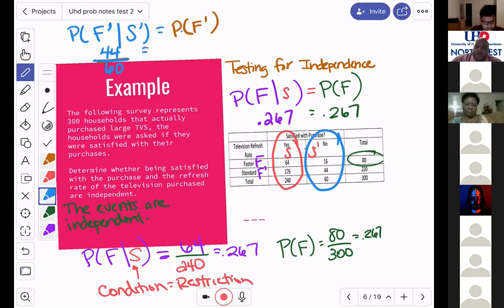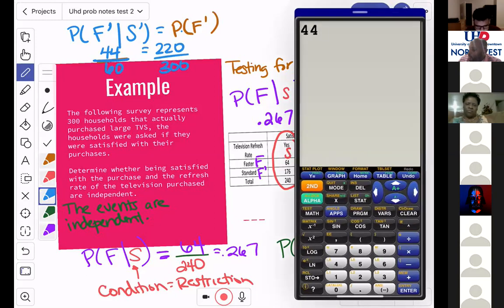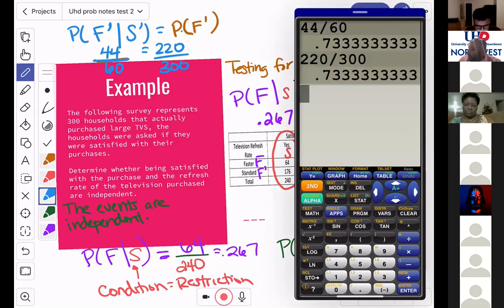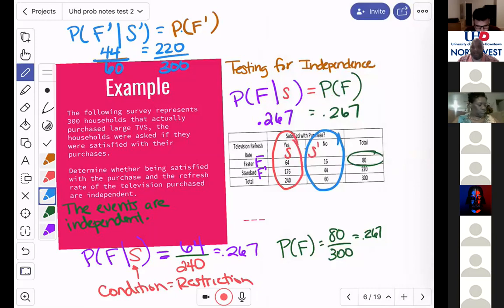Is that equal to F prime? What is F prime? 220 out of how many people total? 300. Are those two numbers equal? Calculate them. 44 divided by 60, 0.7333. 220 divided by 300, 0.7333. Do you see how I picked a totally different condition and it still told me that the events were independent? If one set of events are independent, guess what's going to happen? All sets of events are independent in a two-way table, in a contingency table.